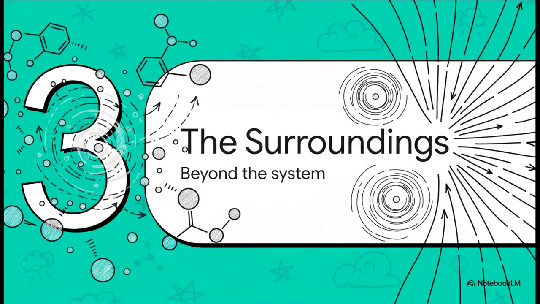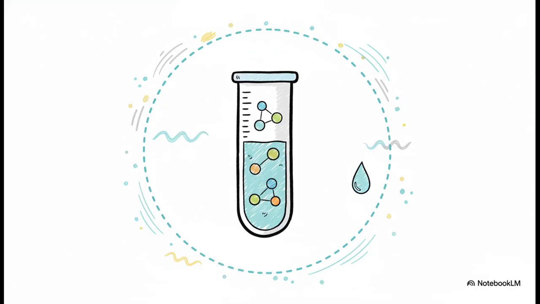That brings us to section 3, the surroundings beyond the system. To really grasp spontaneity, we have to clearly separate the system we're investigating from the surroundings. The system is just the chemical reaction itself, the exact reactants turning into products. The surroundings? Well, that's literally everything else. The water acting as a solvent, the air around the test tube, even the glass of the test tube itself.